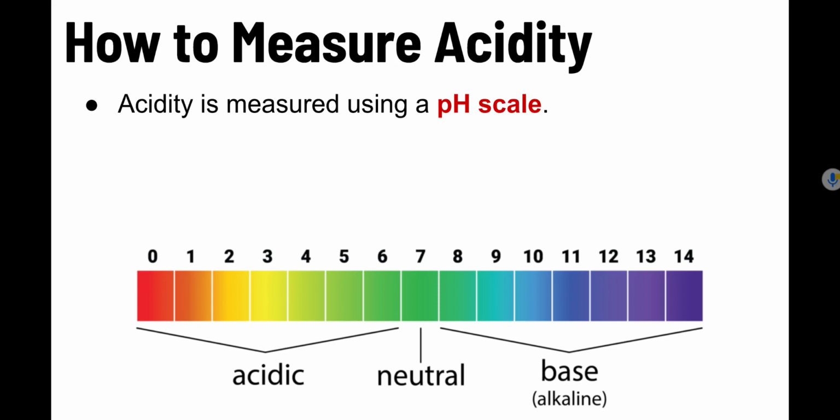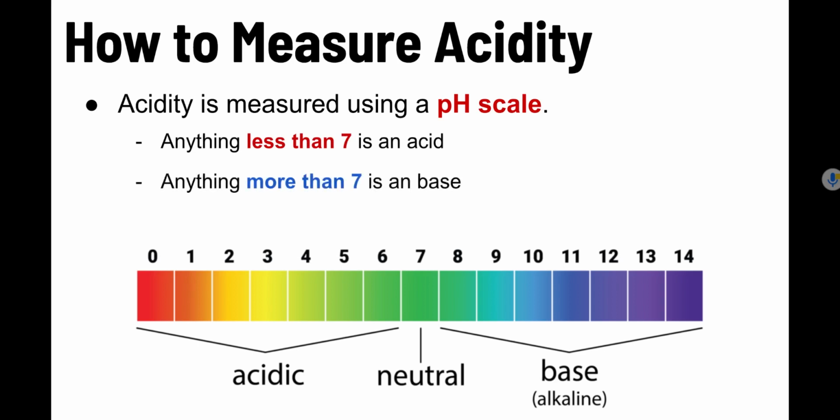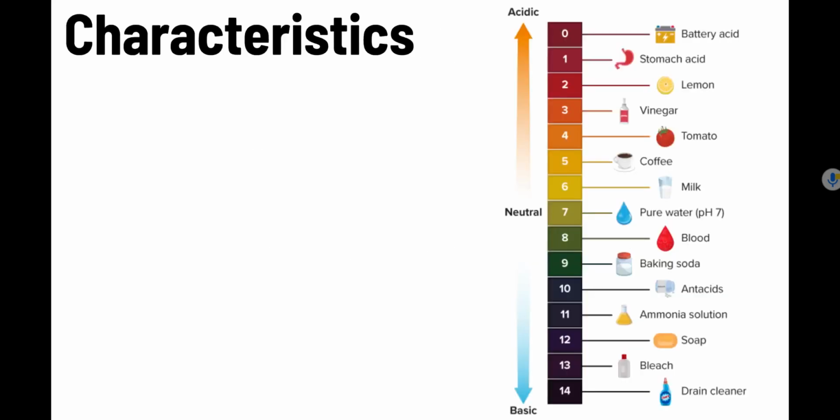Now, acidity can be measured using a pH scale, and the scale runs from 0 to 14. Anything less than 7 is an acid. Anything more than 7 is a base. Anything equal to 7 is neutral. So let's finish up by talking about some characteristics. First of all, pure water is always neutral.